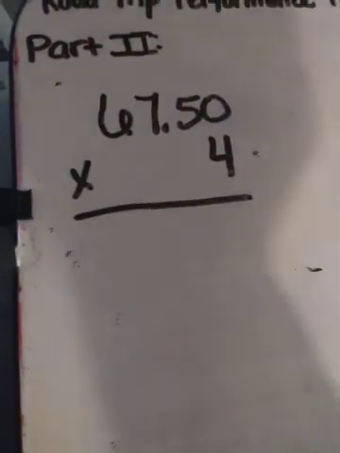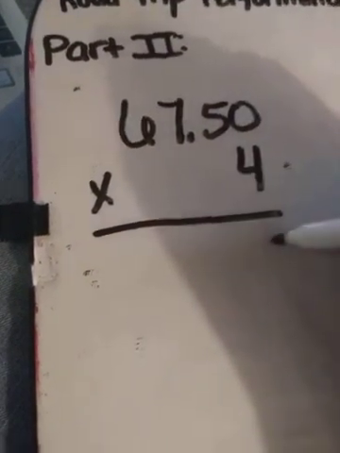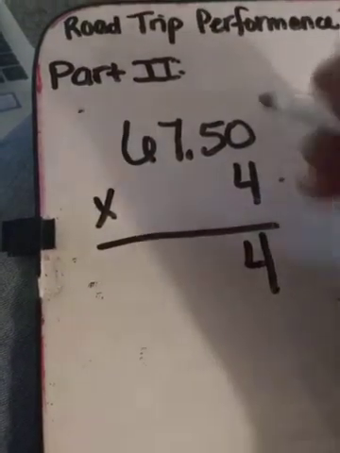All right. So here we go. 0 times 4 is, say it with me, 0.